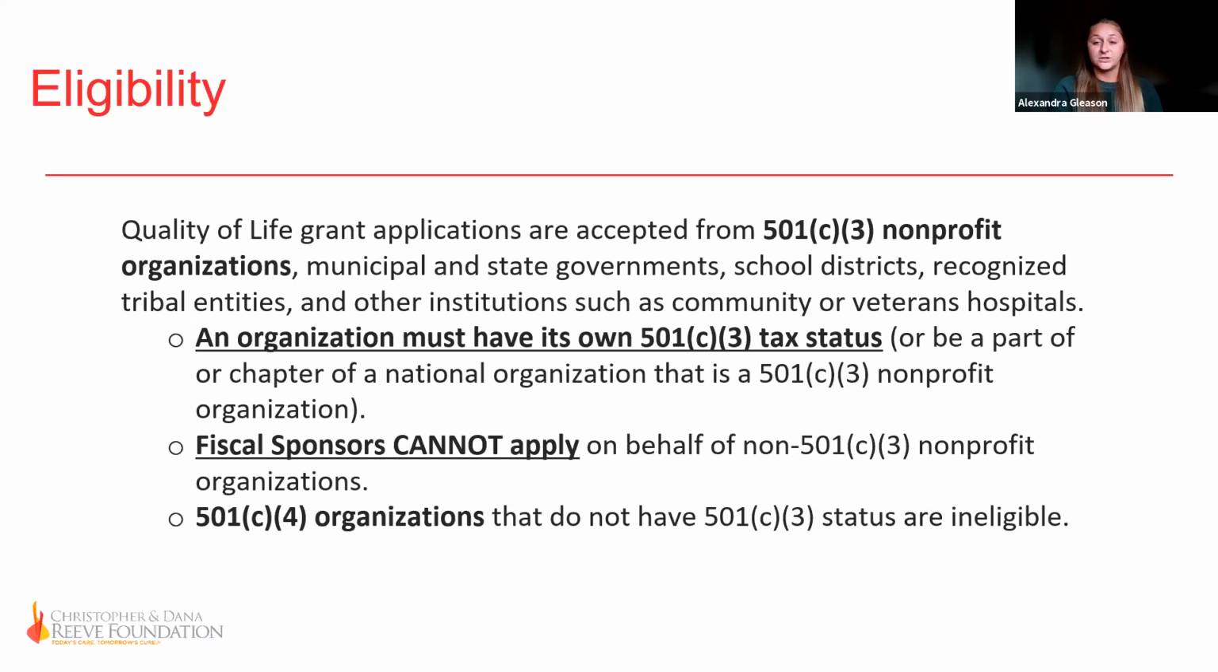Okay, so let's move into eligibility requirements. Quality of life grant applications are accepted from 501c3 nonprofit organizations, municipal and state governments, school districts, colleges and universities, recognized tribal entities, and other institutions such as community or veterans hospitals. An organization must have its own 501c3 tax status or be a part of or a chapter of a national organization that is a 501c3. Fiscal sponsors cannot apply on behalf of non-501c3 nonprofit organizations, and 501c4 organizations that do not have 501c3 status are ineligible.